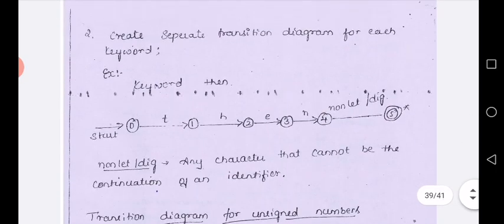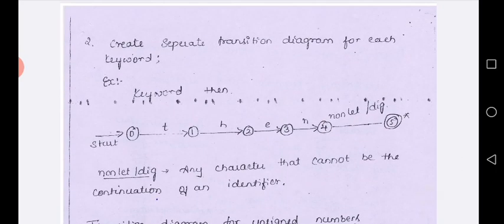Then, when it comes to creating a separate transition diagram for each keyword, here we are using a keyword called then. The spelling of then is THEN. We begin at state 0, which is the start state. 0 to 1, T; 1 to 2, H; 2 to 3, E; 3 to 4, N.